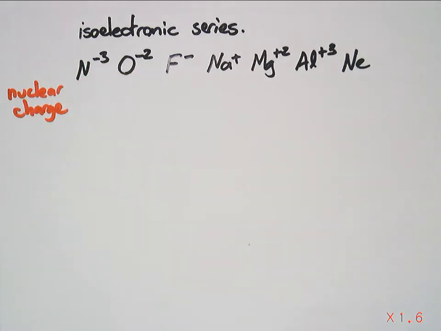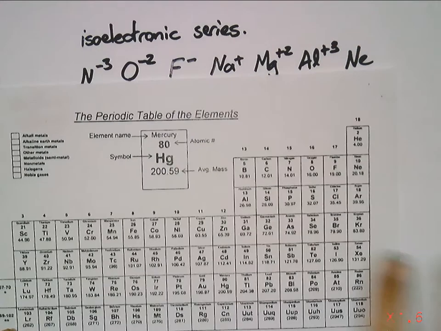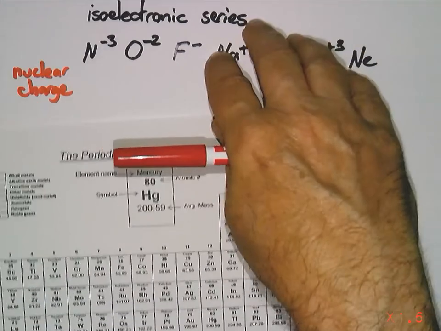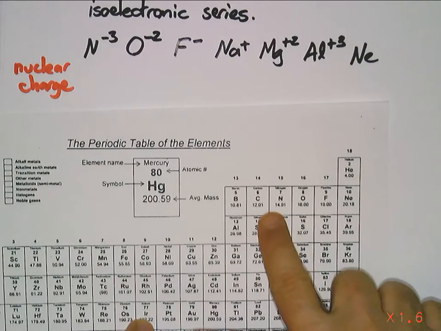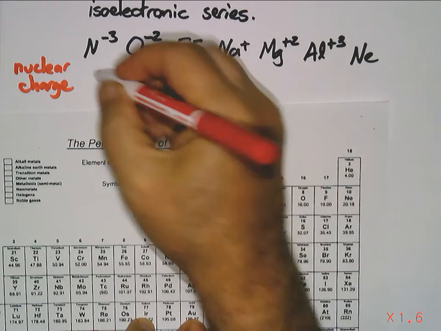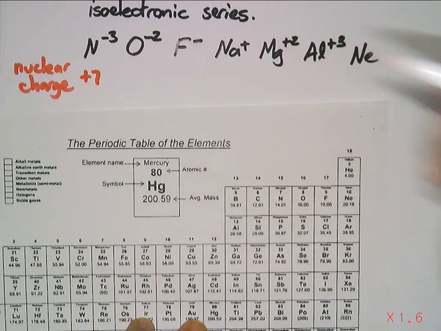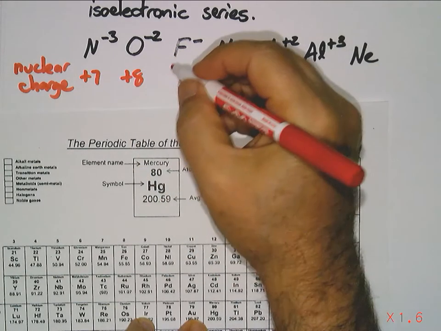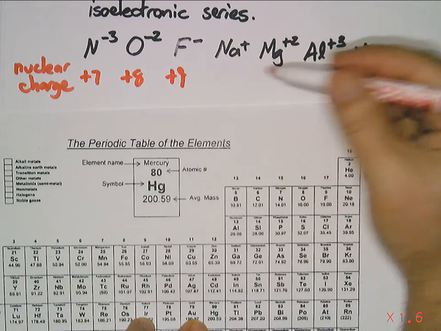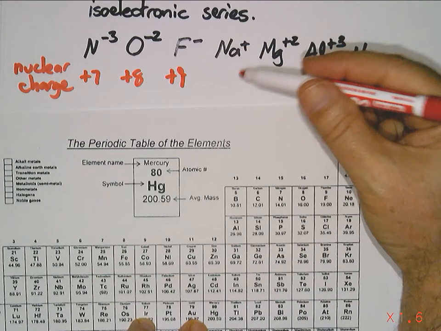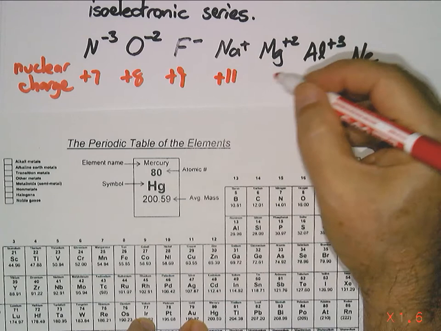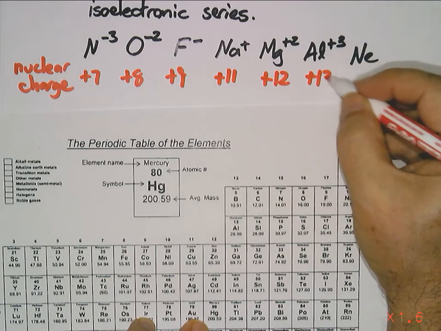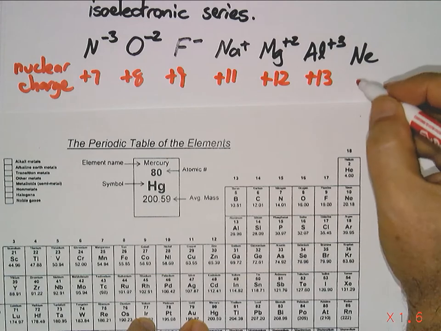Let's write in the nuclear charge for each of these. Well, nitrogen has an atomic number of 7. Oxygen has 8. Fluorine has 9. Sodium has 11. Magnesium has 12. And aluminum has 13. And neon has 10.